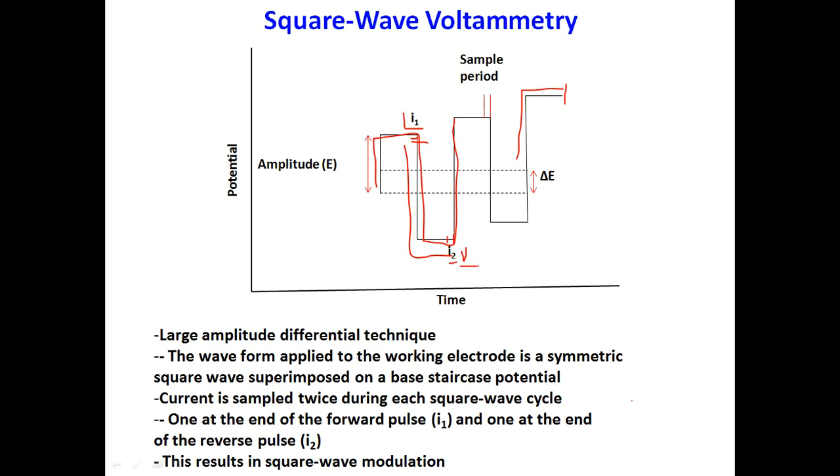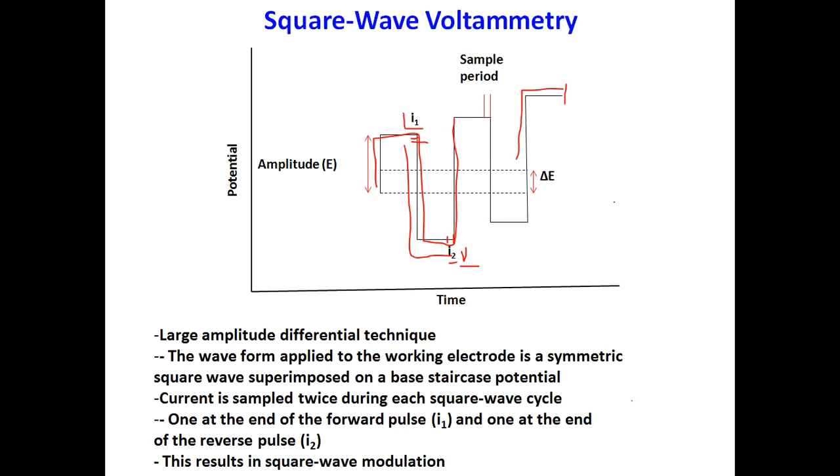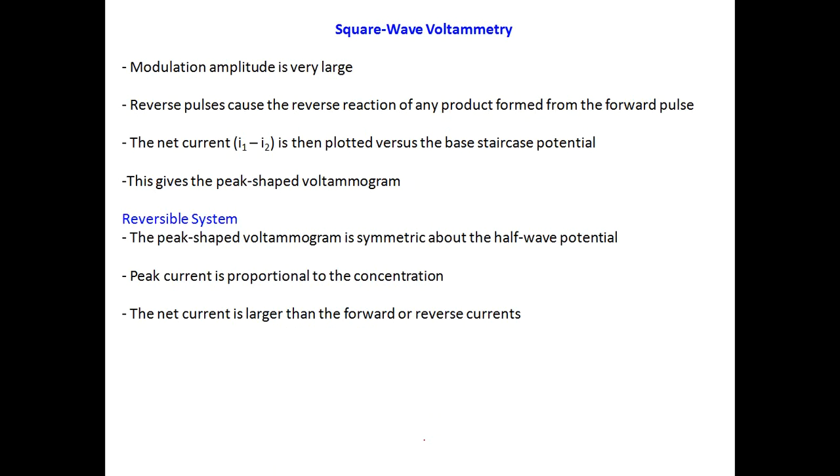So the forward pulse and reverse pulse, what we talk about is this, right? When you go up, the forward pulse is applied, and then with the same amplitude it goes down and the pulse is applied; this is called a reverse pulse. That's why you get this kind of graph here. So with two current measurements, the resulting square wave modulation, you plot against the potential and the current, and you get the same kind of peak potential. The modulation amplitude is very large here.